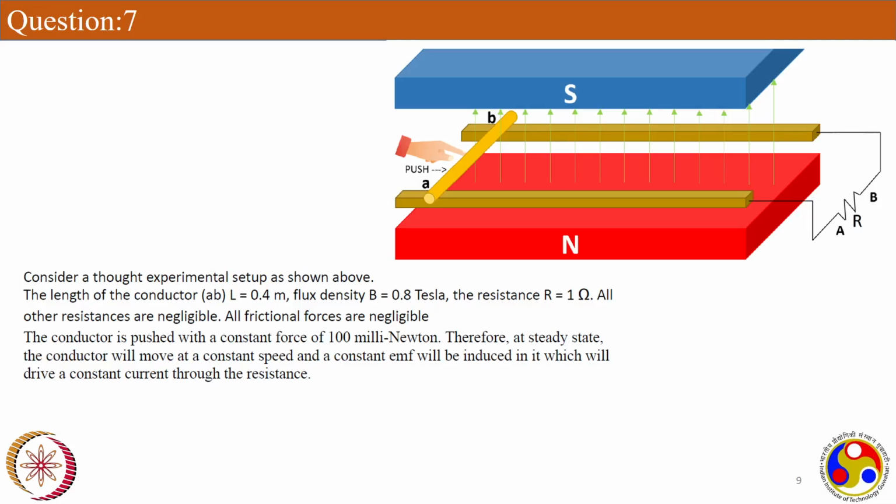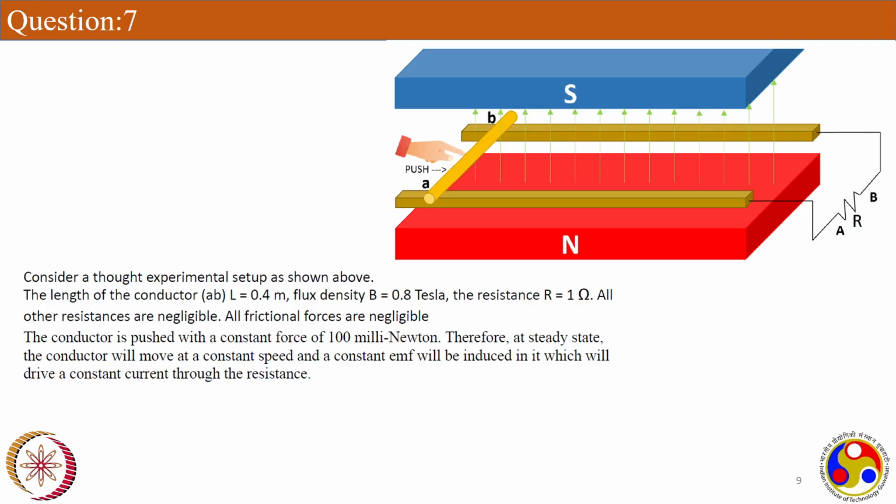Okay, now the other part of the question I'm reading. The conductor is pushed with a constant force of 100 millinewtons. So we are also given the value of the force, and there is no need to calculate the force. Therefore, at steady state, the conductor will move at a constant speed, the velocity is constant, and a constant EMF will be induced in it, which will drive a constant current through the resistance. Okay, that's what the law says, right?